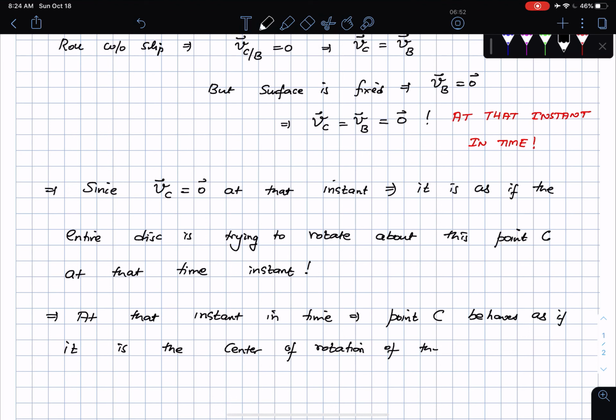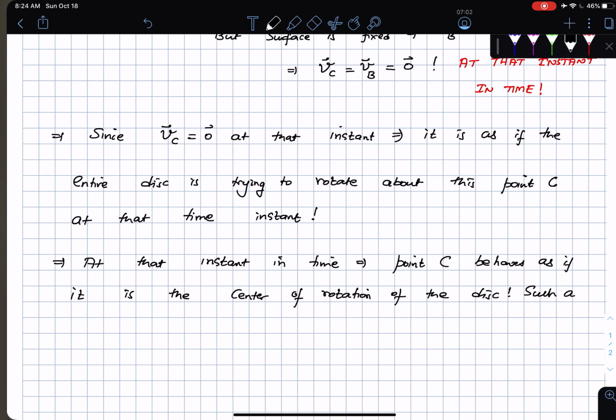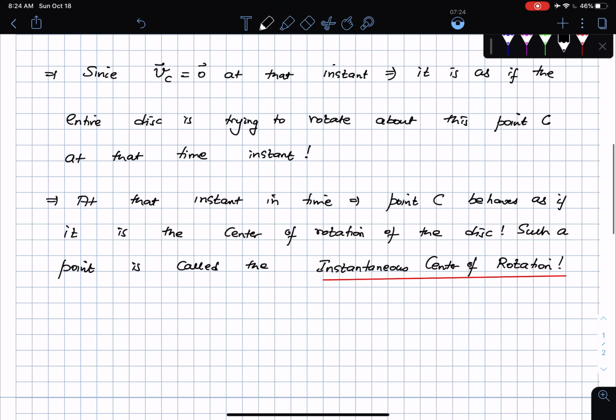Rotation of the disk, okay, because it has zero velocity, and such a point is called the instantaneous center of rotation. Okay, this is only at that particular instant in time. The next instant in time, the point C has lost contact and it will now have a velocity. Okay, this is something that you want to note.